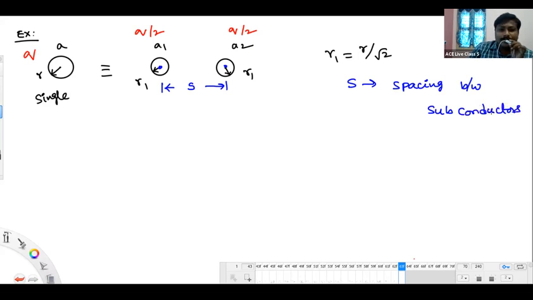Look here, please. S is the spacing between subconductors. Next thing. Listen, all of you. Very simple thing.